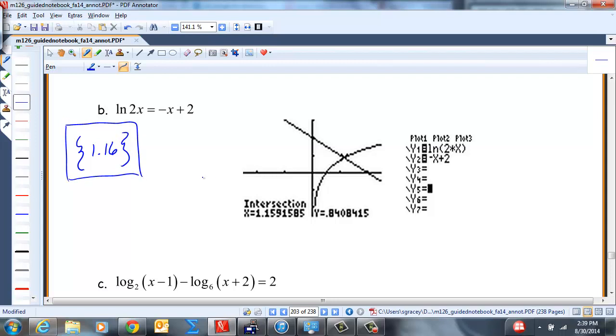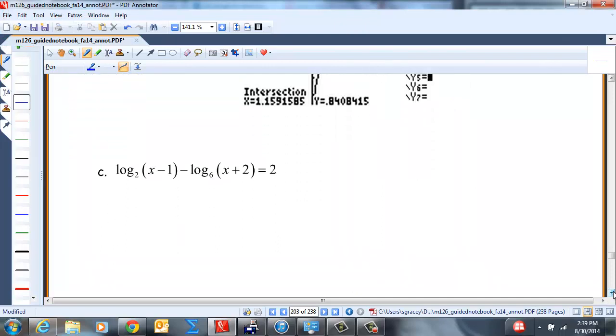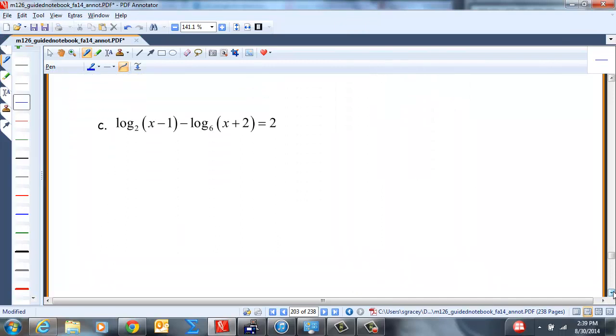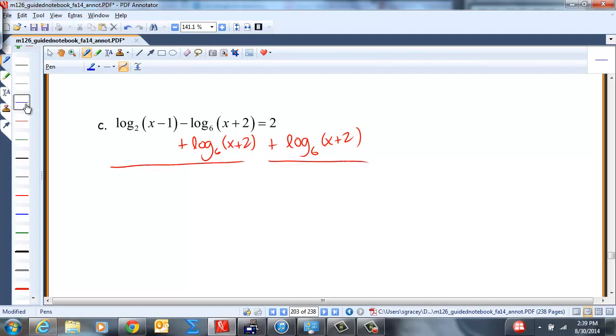Okay, this one's going to be a little bit of a bear. Let's do a little work on it. So, you know what I would do is let's add this log to the other side. Notice they're different bases, so we cannot use any of our log properties on them. So we will have on the left log base 2 of x minus 1. And on the right we'll have 2 plus log base 6 of x plus 2.